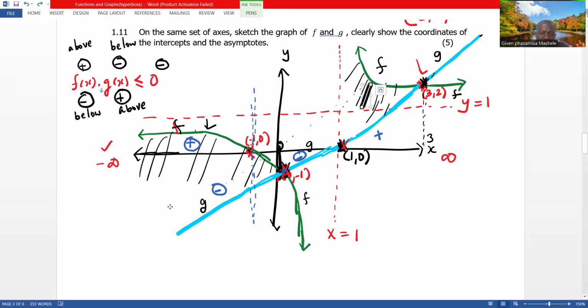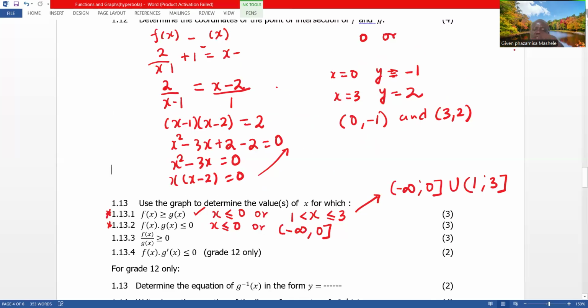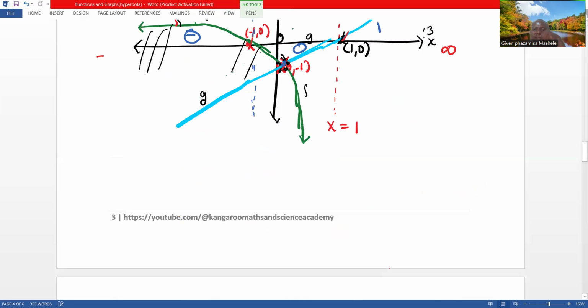According to this, the answer for this one is x is less than or equal to 0. Or we can say any number from negative infinity up until 0, inclusive at 0. That is the answer. Unless I missed something, but I believe I did not miss anything.